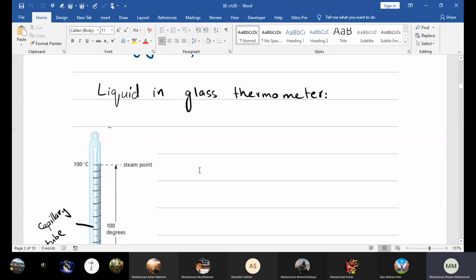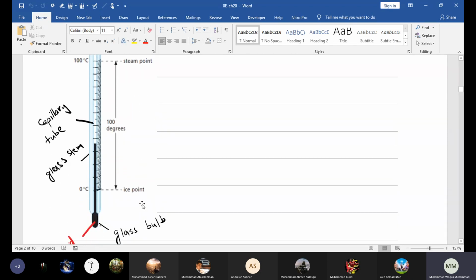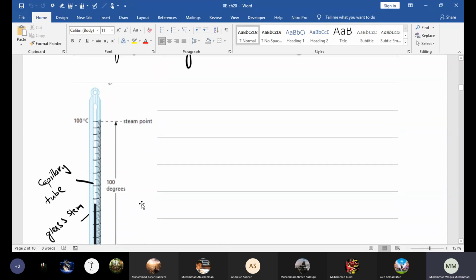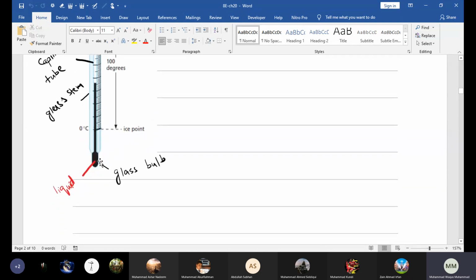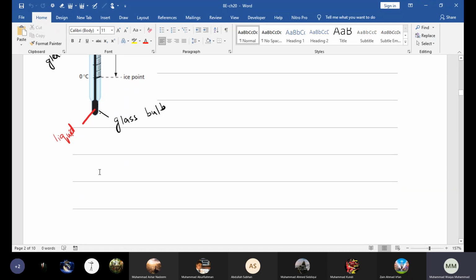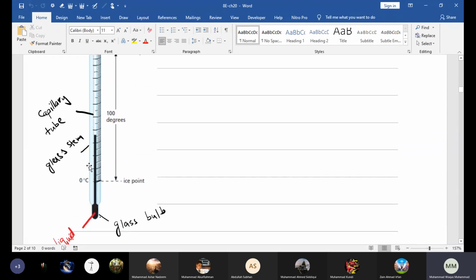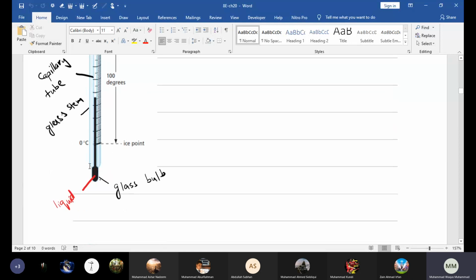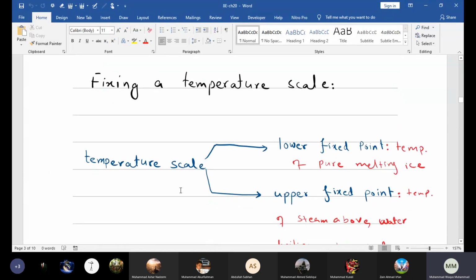Actually, beta, this chapter is about thermometers, and we're going to discuss different types of thermometers. Like I told you, there are different types. One type which is very common, and which you are all familiar with, is a liquid in glass thermometer. In this, we have a liquid inside a glass bulb, and we discussed its construction, and we also discussed how we fix a scale on the thermometer.